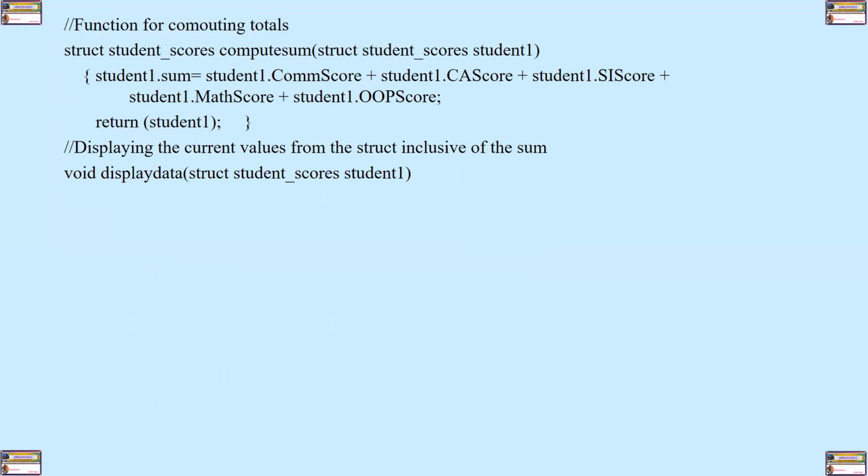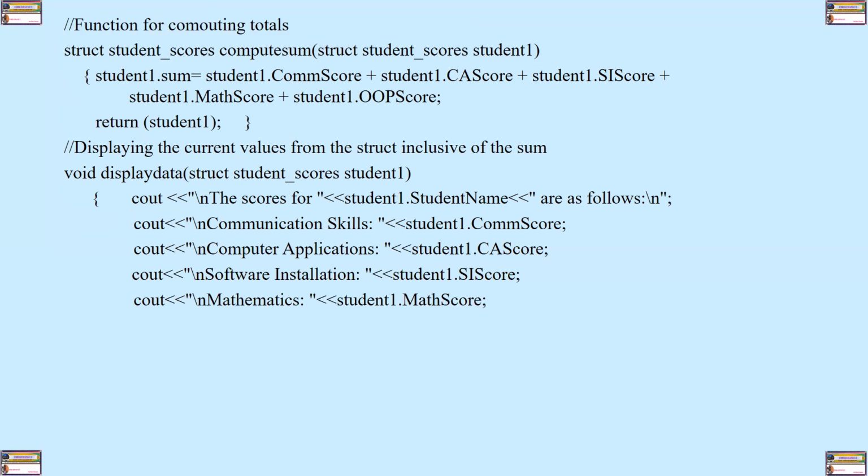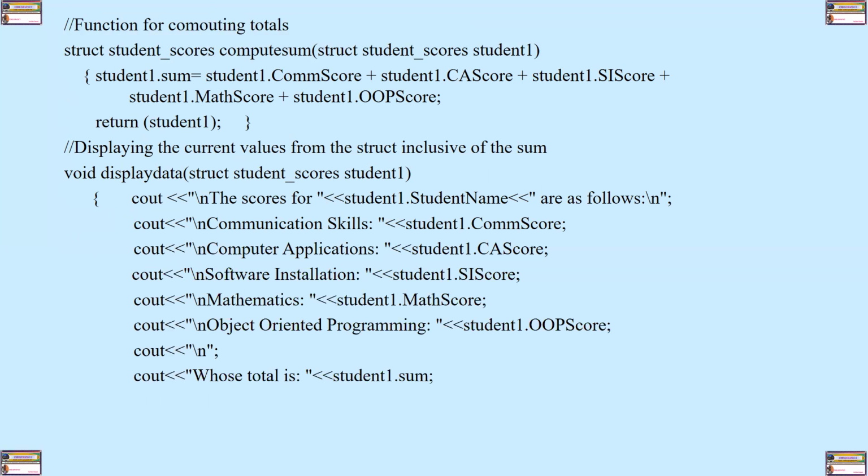It is not going to return any value, but it is receiving one parameter called student1, which is of type struct student scores. So it will display that statement on the screen and now display the values from each of the members, just as we have done before, and also display the total.